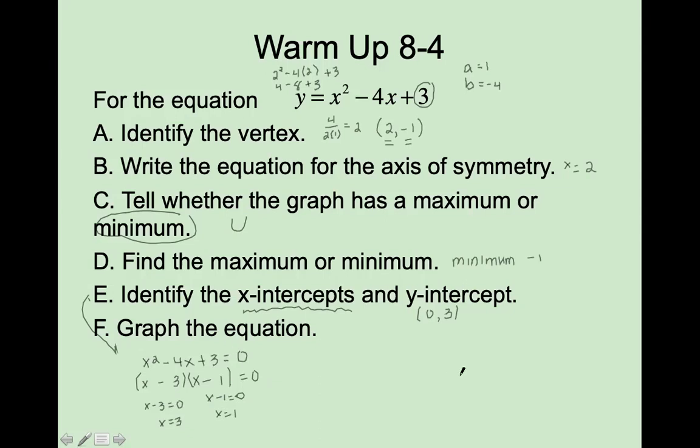Then it says to graph. Well, I have all kinds of really useful information in this problem now. And I'm just going to draw a little x and y axis. I know my vertex is at 2, negative 1. I know there's an axis of symmetry going through 2. I know the graph has x-intercepts at 3 and 1. So I know there's an x-intercept here at 1, and an x-intercept at 3. So that's 1, 2, 3.